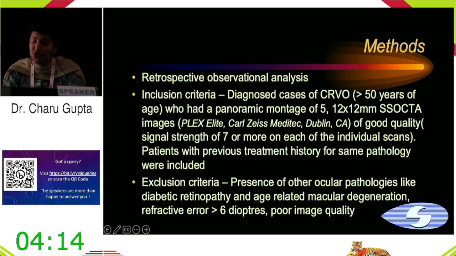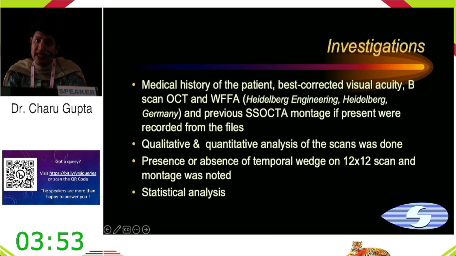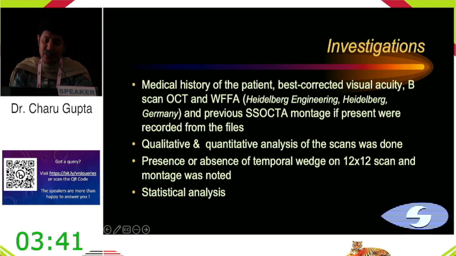We took in cases of CRVO more than 50 years of age, on whom we could get a good quality montage of 12x12 images. They were also included if they had a previous treatment history for the same pathology. Exclusion criteria were presence of other pathologies like diabetic retinopathy, ARMD, refractive error more than 6 diopters, and poor image quality. The investigations that were assessed were medical history of the patient, best corrected visual acuity, B-scan OCT, and wide field fundus angiography, and previous episodes of FA, montage and present were recorded from the files.